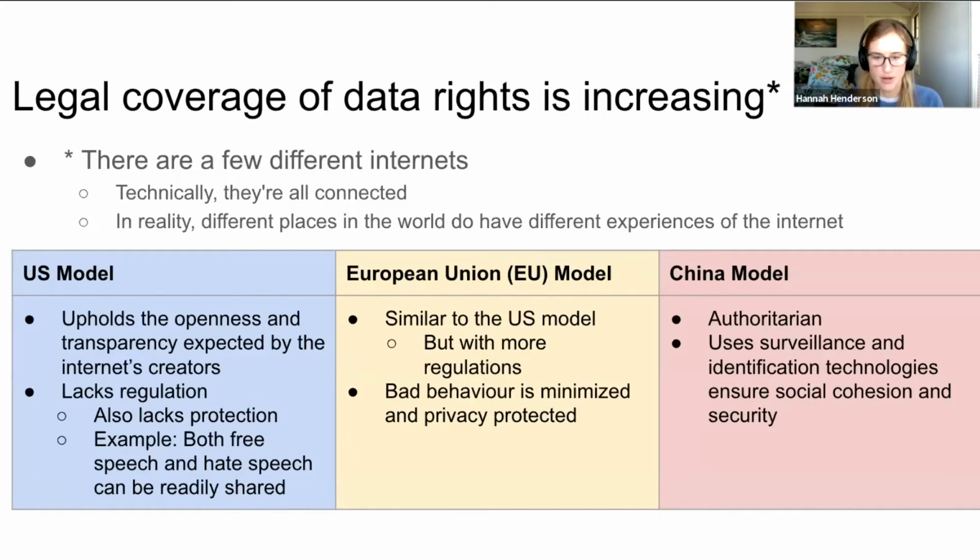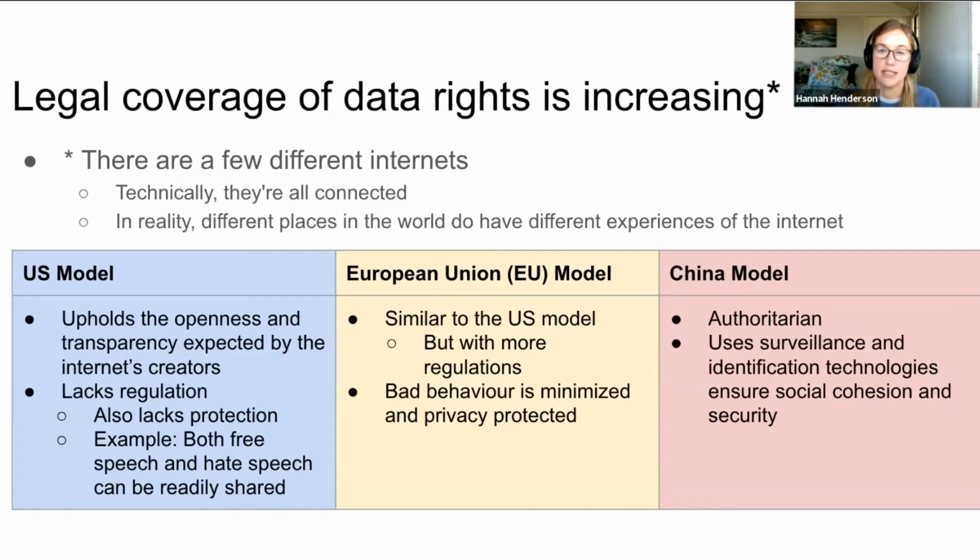But let's jump into these. So the US model is less regulated than the EU model. It upholds the openness and transparency expected by the internet's creators. That's both good and bad. The lack of regulation also means a lack of protection. So both free speech and hate speech can be spread really quickly. There's no protections for individual consumers, and mob rule can be a painful thing for folks, especially if they wind up being on the receiving end of it.